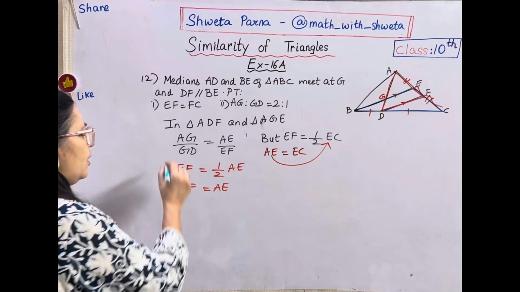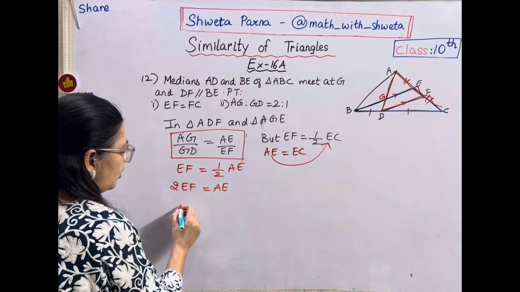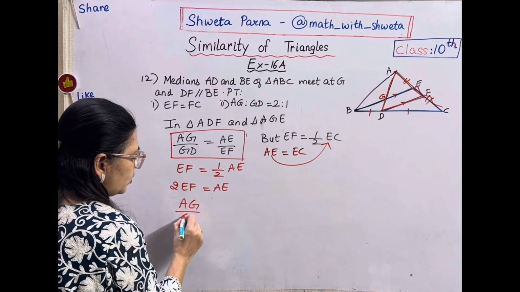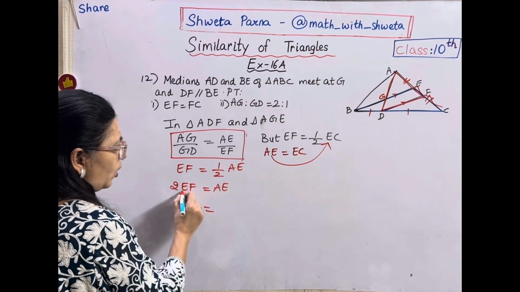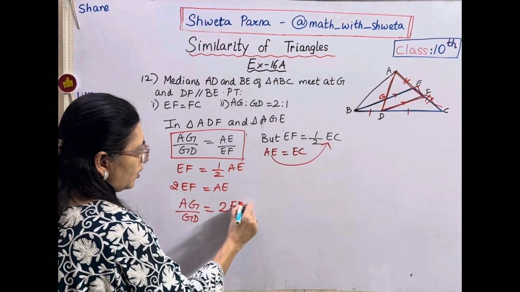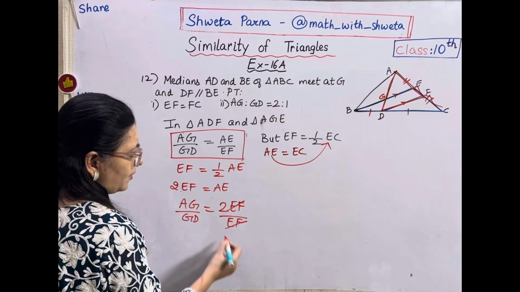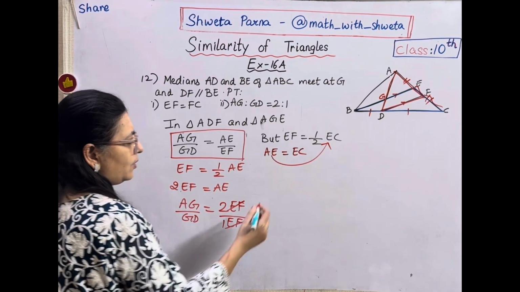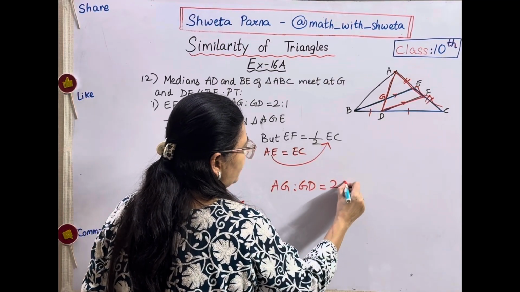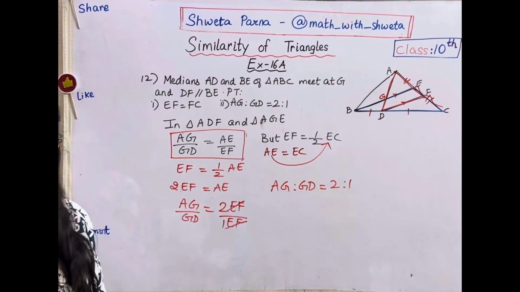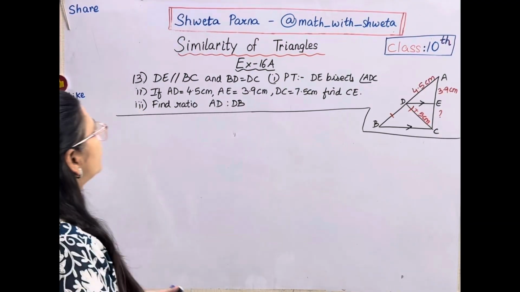This part is clear. Now you will substitute in this equation. So AG upon GD is equal to AE, and AE is 2EF, upon EF. EF gets cancelled. What is over here? 1. So AG is to GD, the ratio is 2:1. Yes children, let's go to question number 13.